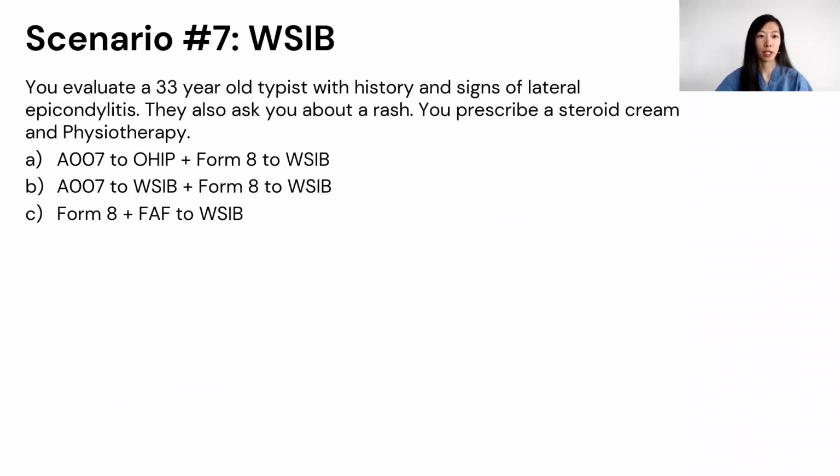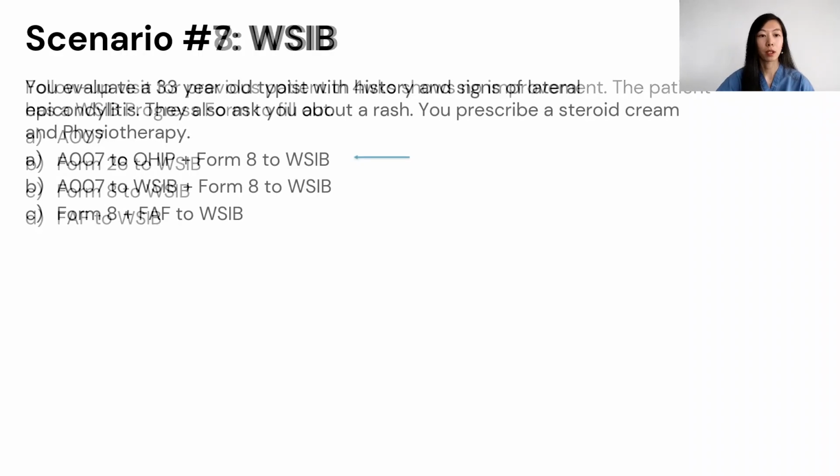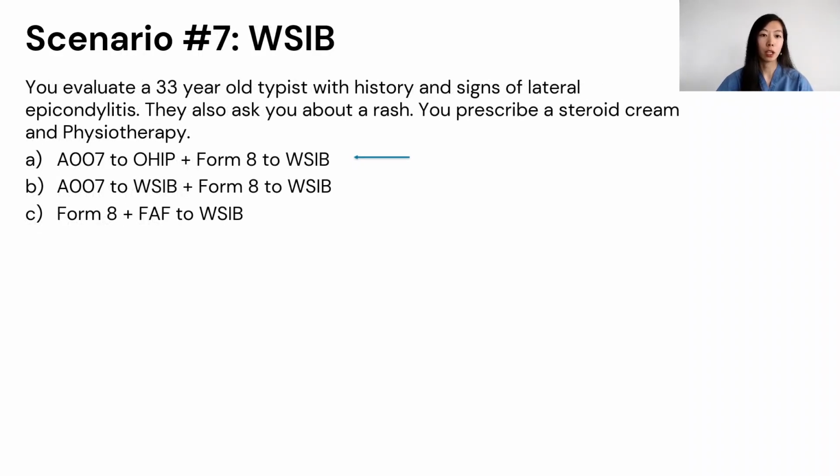All right, scenario 7, WSIB. So you evaluate a 33-year-old typist with history and signs of lateral epicondylitis. They also ask you about a rash. You prescribe a steroid cream and physiotherapy. What would you bill? So the answer to this is A. And the reason why is because your A007 is billing for the rash and the steroid cream. So that goes to OHIP. You can't bill the rash to WSIB unless it occurred as a result of work. But the lateral epicondylitis was a result of work. So you would fill out a Form 8 to WSIB so that they can have time off to help with their lateral epicondylitis.